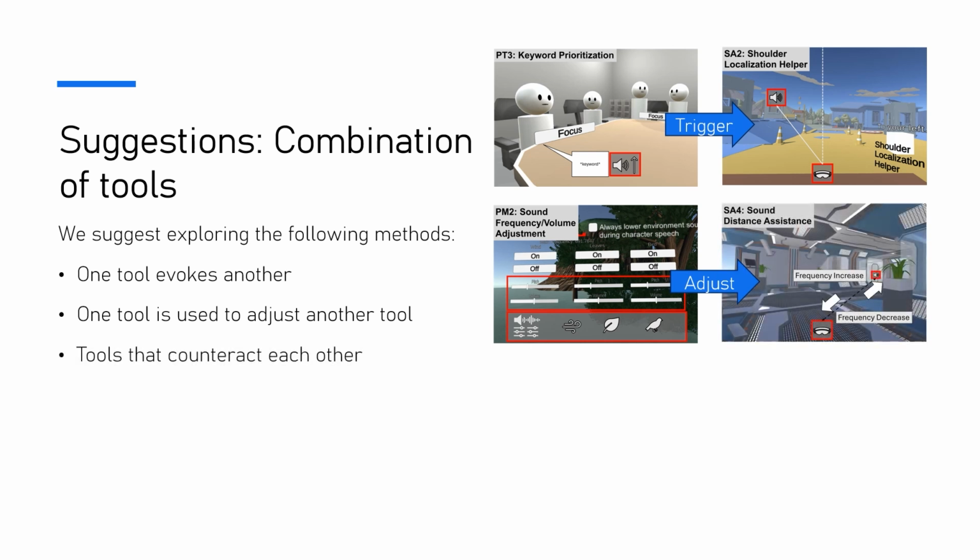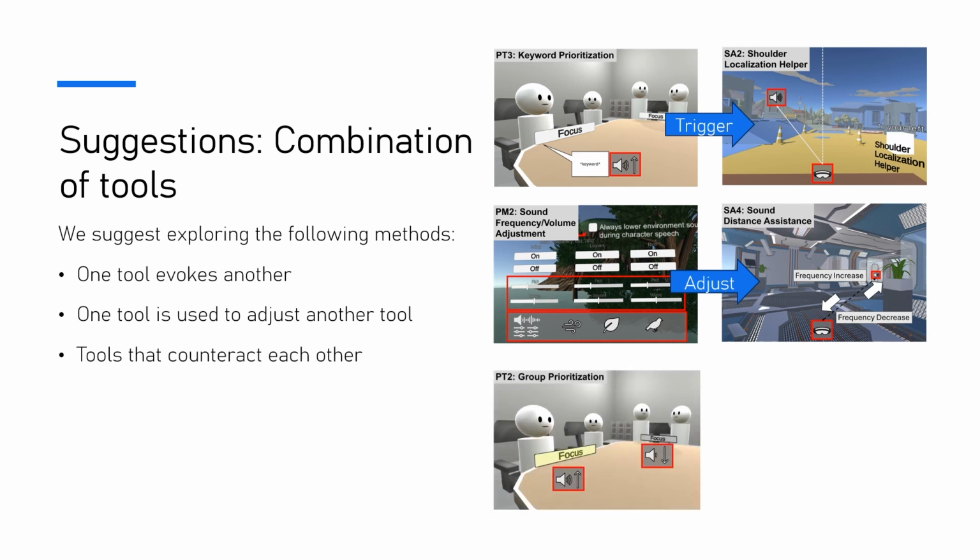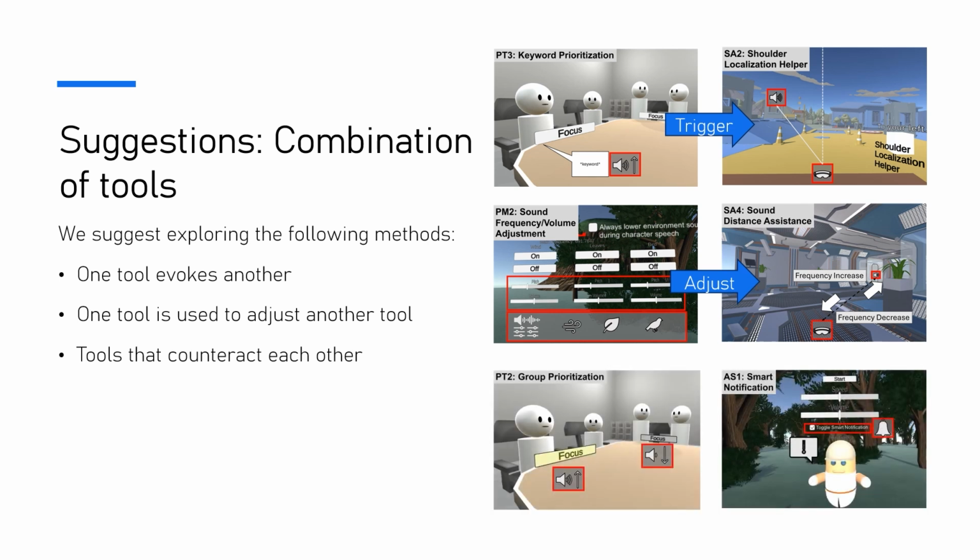The third method includes tools that could counteract each other. For example, group prioritization and smart notification both grasp attention, which could be combined into a hierarchical system to prevent conflict. There are exciting future directions for our work.